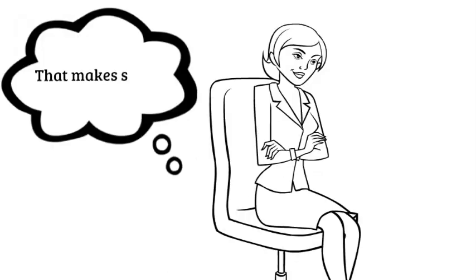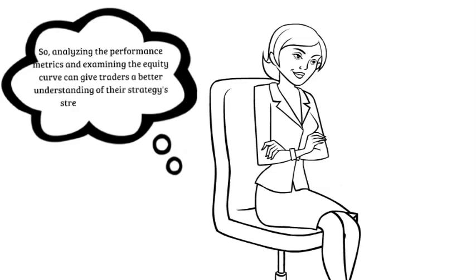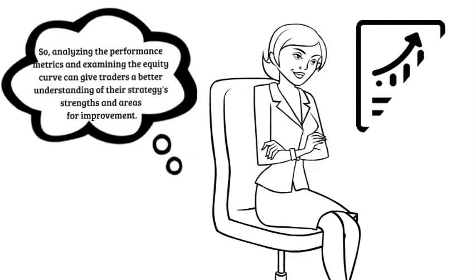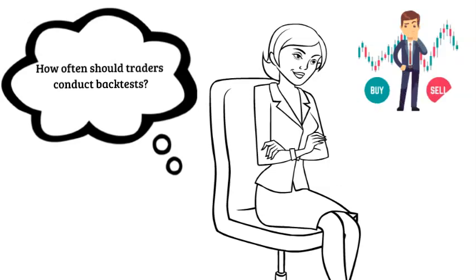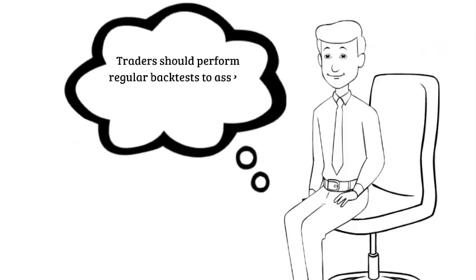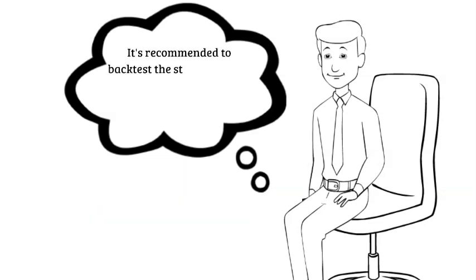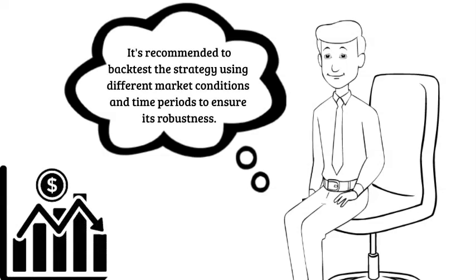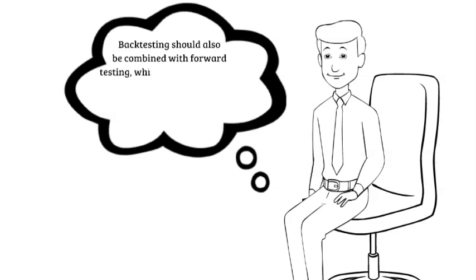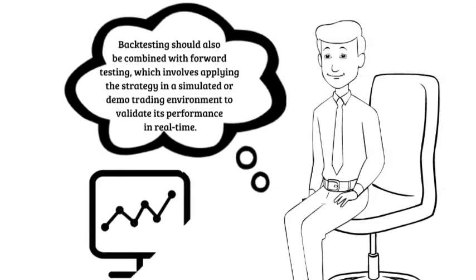That makes sense. So, analyzing the performance metrics and examining the equity curve can give traders a better understanding of their strategy's strengths and areas for improvement. How often should traders conduct backtests? Traders should perform regular backtests to assess the ongoing viability of their strategy. It's recommended to backtest the strategy using different market conditions and time periods to ensure its robustness. Backtesting should also be combined with forward testing, which involves applying the strategy in a simulated or demo trading environment to validate its performance in real time.